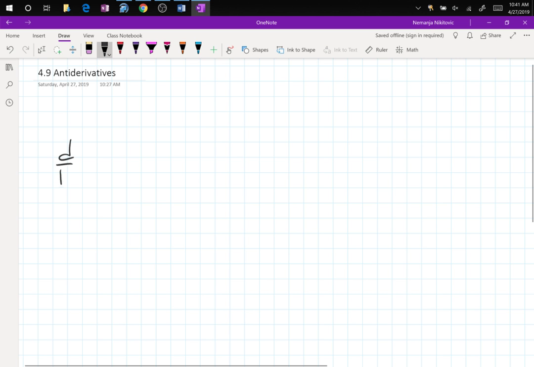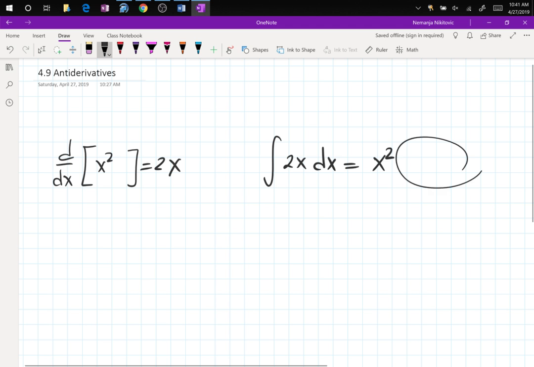If I say that the derivative of x squared is 2x, then I will say that the integral of 2x dx, which is the notation for integration, is equal to x squared. Now, this is not the entire story, so I'll have to add something eventually.